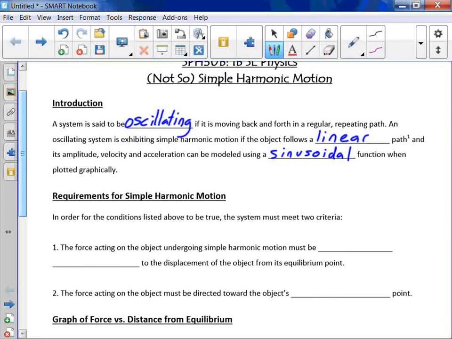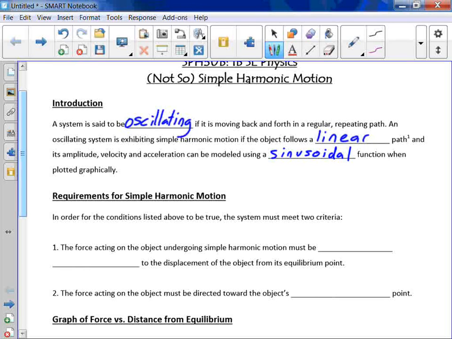So instead of a wheel where we're going around in a circle, now we've got something moving back and forth or up and down in a straight line path, but its amplitude can still be modeled over time using a sinusoidal function. The type of system that we're going to start with is just a spring mass system, like a mass on a spring going up and down or side to side.